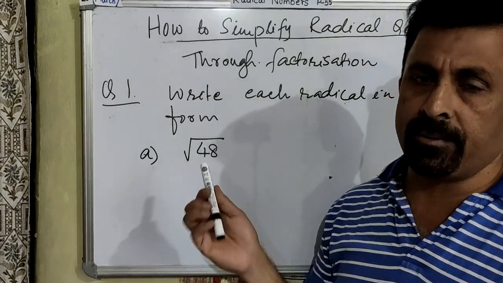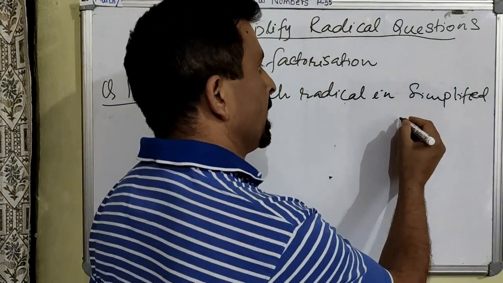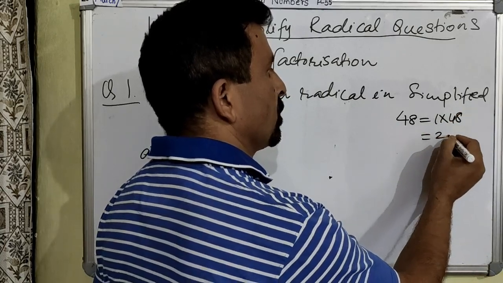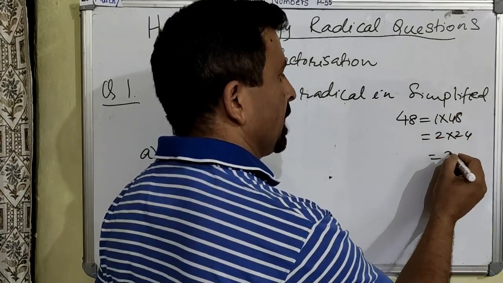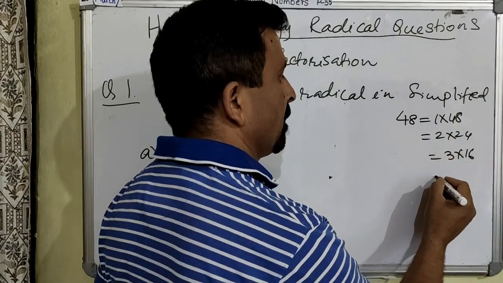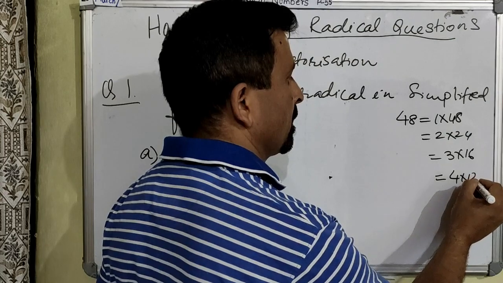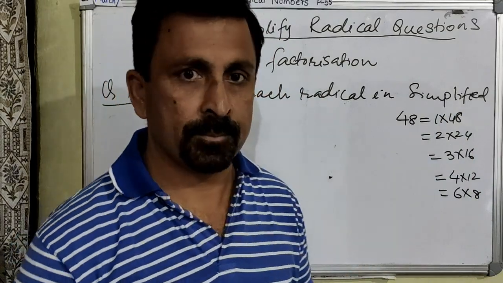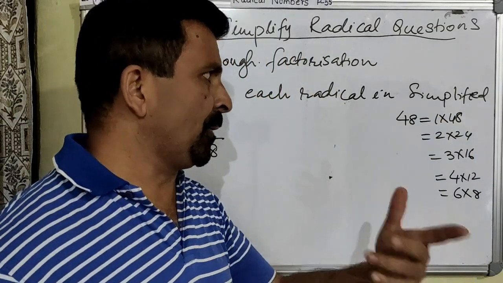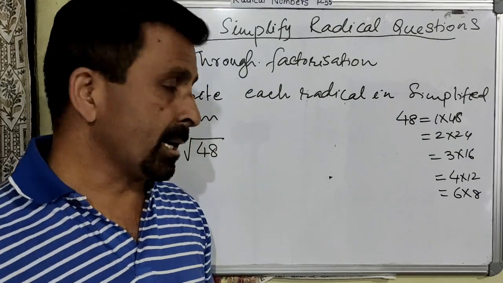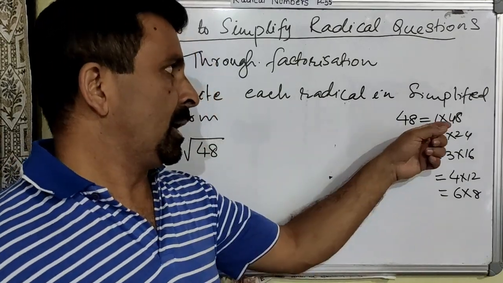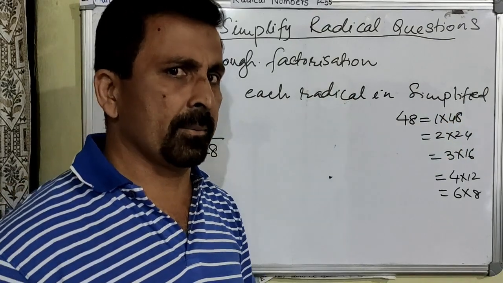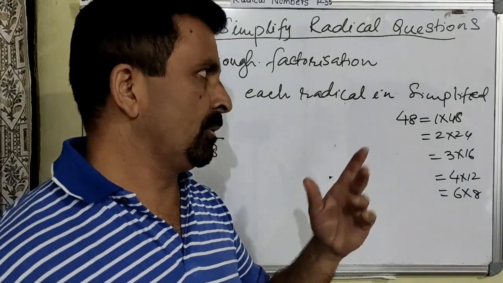Factorizing 48 will give many pairs of factors. For example, 48 factors can be 1 into 48, 2 into 24, 3 into 16, 4 into 12, 6 into 8. So these are all the possible pairs of factors. Now, in which pair of factors are you getting a perfect square? And we will look for the biggest perfect square. In the first pair, we have a square number, and that is 1. 1 is always everything, so we don't consider that one.